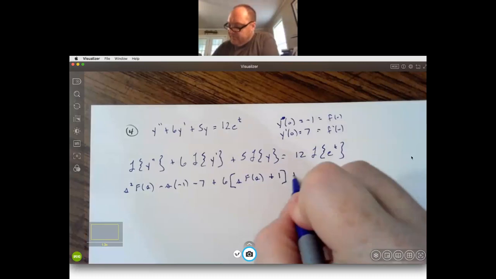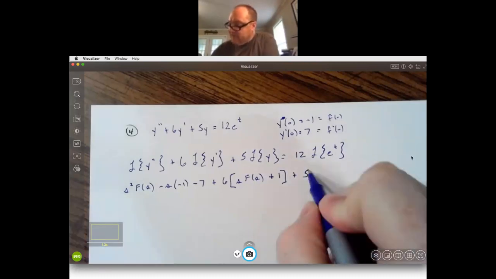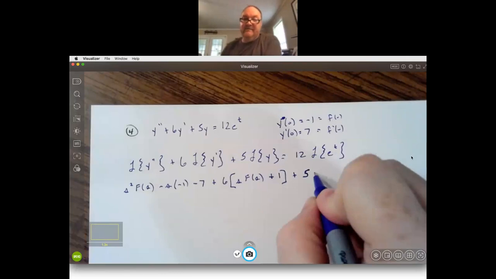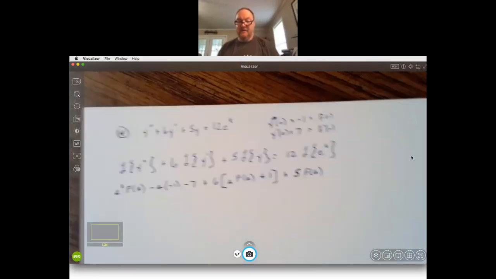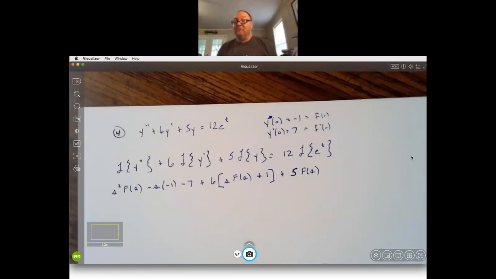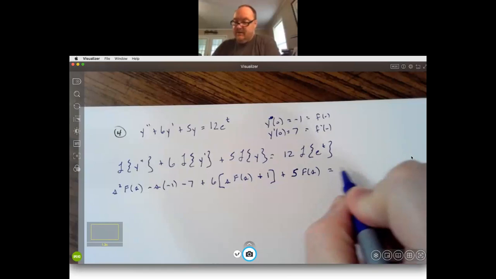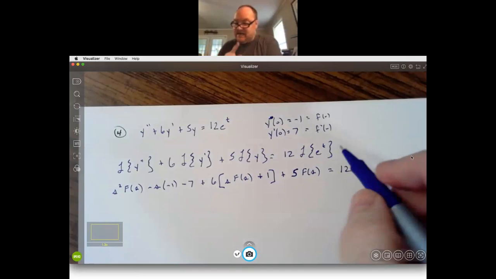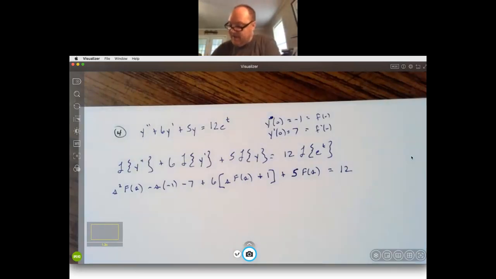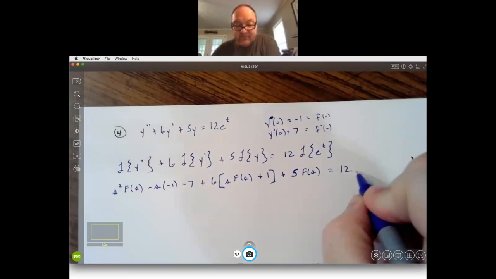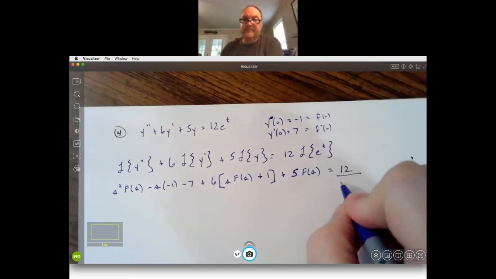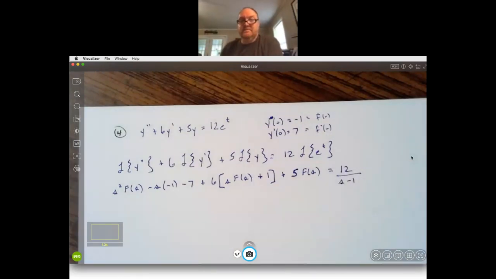And then plus 5 times the transformation of y, which is just this F of s. That's not on that list of transformations, but again, that's what we've been doing. So don't make that be a mystery. And then when I transform e to the 1t, that's going to be the same as 12 times this next fraction, 1 over s minus a, in this case, s minus 1. Any questions to there?